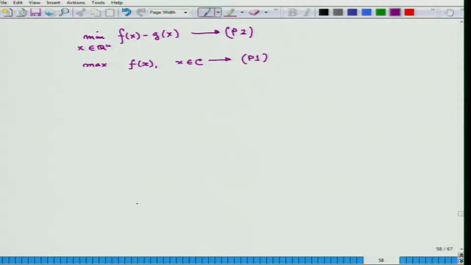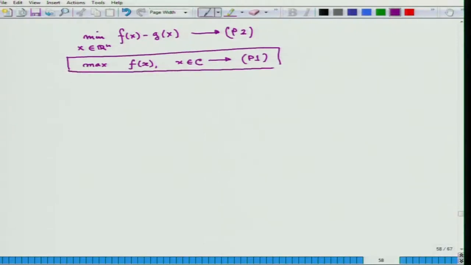Because observe that P 1 can follow from P 2, because in P 1 if f is 0 throughout, then it is nothing but minimization of a concave function, because it is minus g x, so it is maximization of a convex function. So, now let us go to this problem of maximization of a convex function.